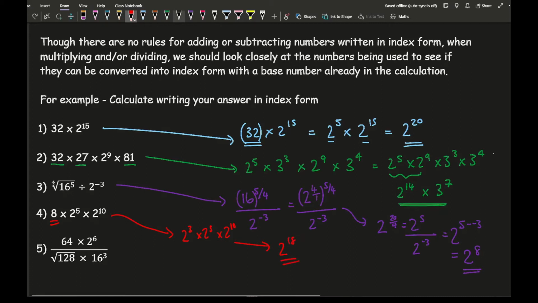Then finally, moving on to question 5. Again, I might just have to rub some of these out, just so I've got a bit more space. I think that should be enough.